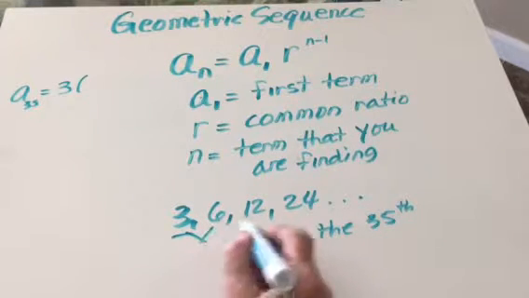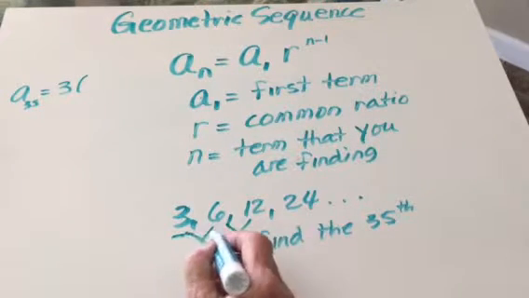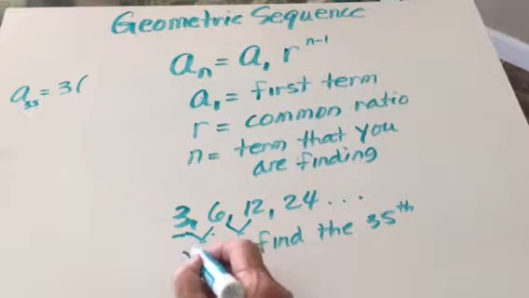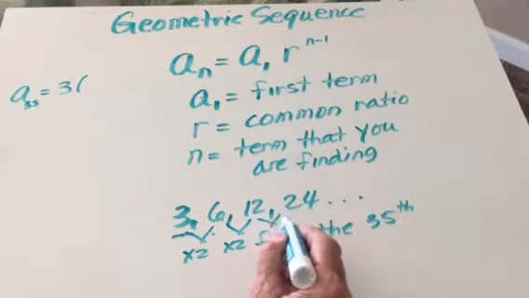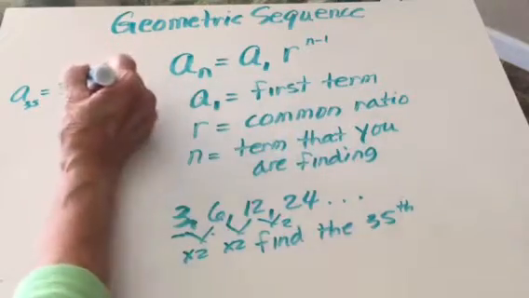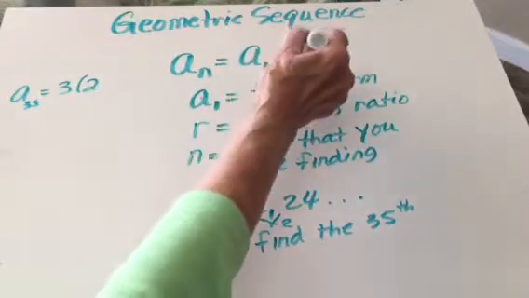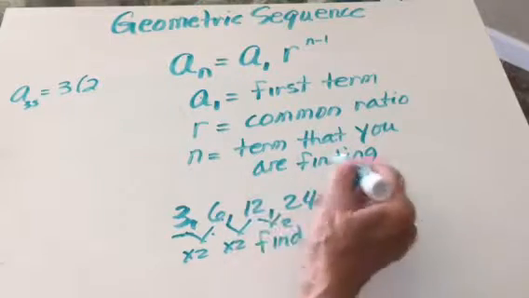Well, what's the common ratio, by the way? How do I get from 3 to 6? I multiply by 2. How do I get from 6 to 12? Times 2. 12 to 24, times 2. All right, so the ratio is 2. Now, what's N? The term that I'm trying to find.